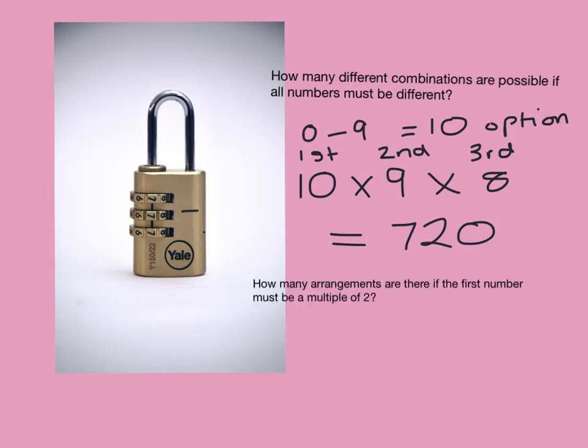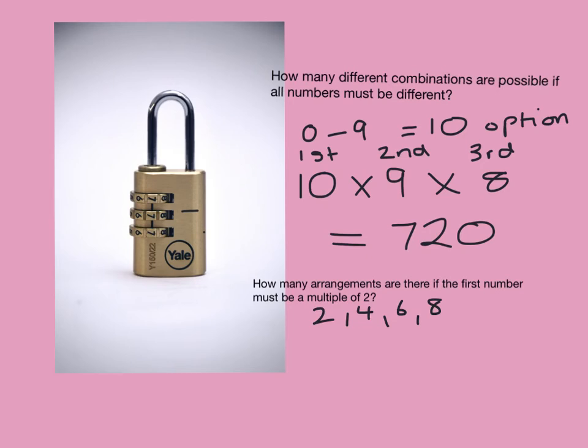Let's look at a little bit of a trickier question. How many arrangements are there if the first number must be a multiple of 2? So first of all, let's think between 0 and 9, we have 2 is a multiple of 2, because 2 by 1 is 2. 2, 4, 6, and 8, they are multiples of 2. So if the first number must be a multiple of 2, and I haven't specified anything else here, so they haven't told us that all the other numbers must be different.